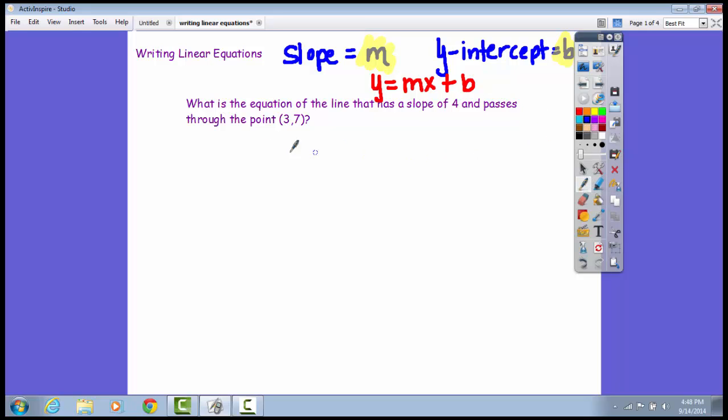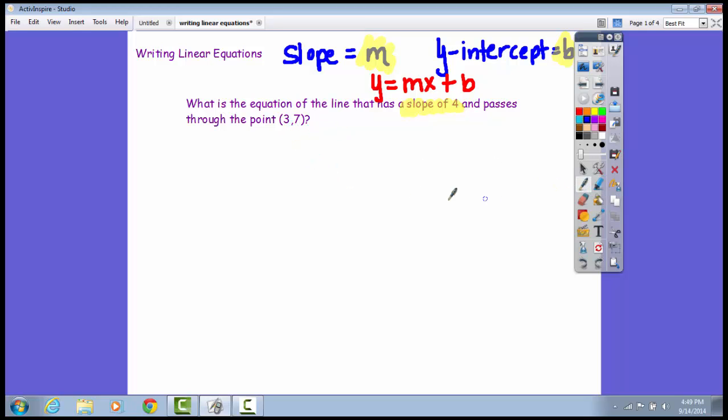Some examples that have been given to you in this section are: what is the equation of the line that has a slope of 4 and passes through the point 3, 7? Well, this particular problem gives me my slope, so I have half of my answer so far. But I do not have a b value. I have another ordered pair on the line.